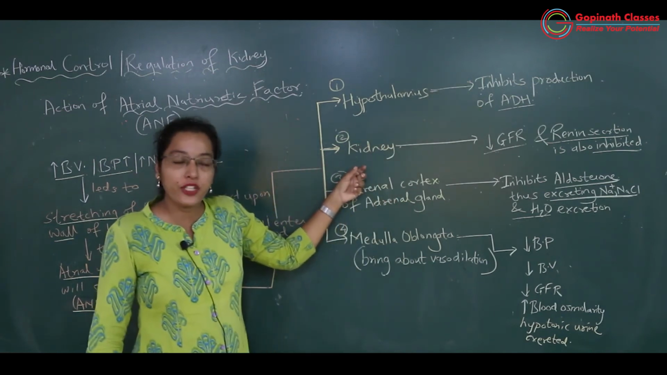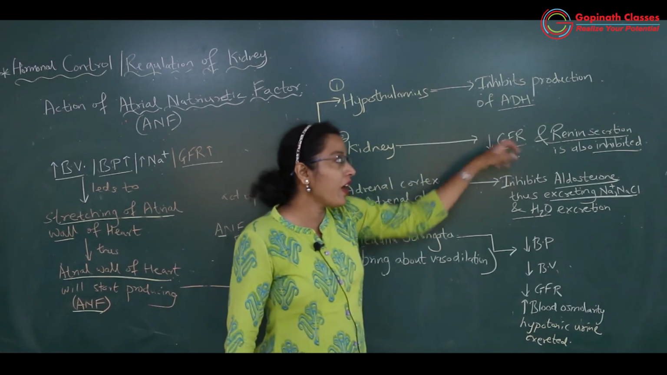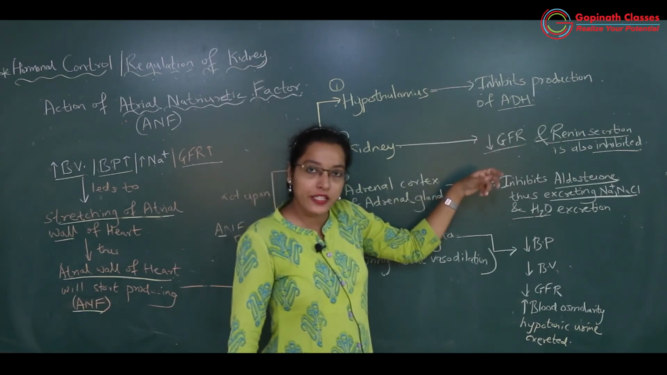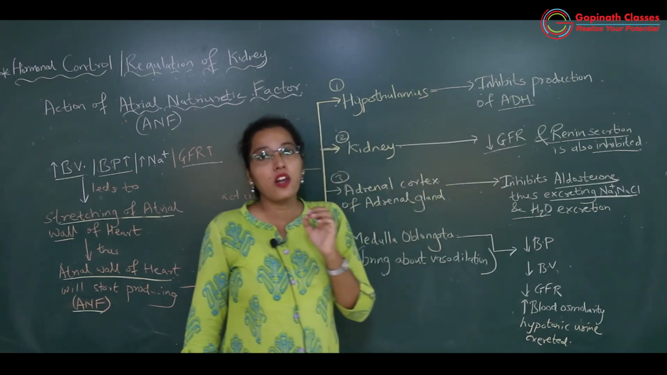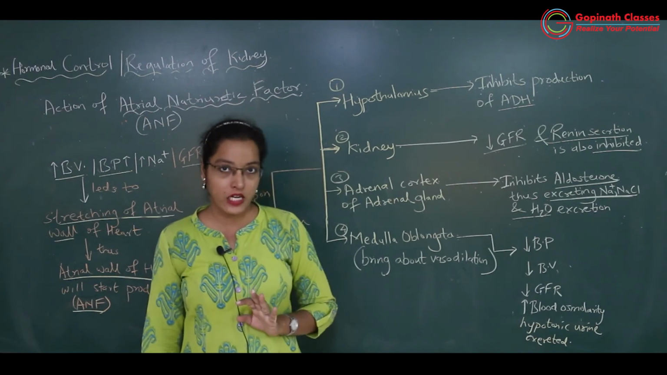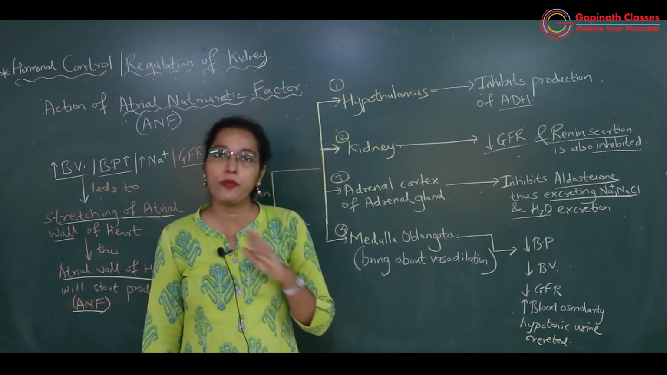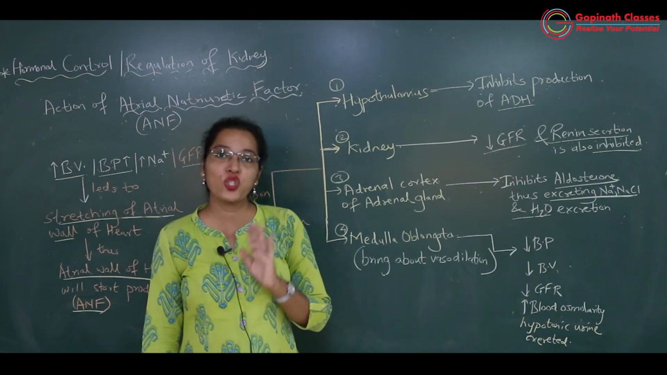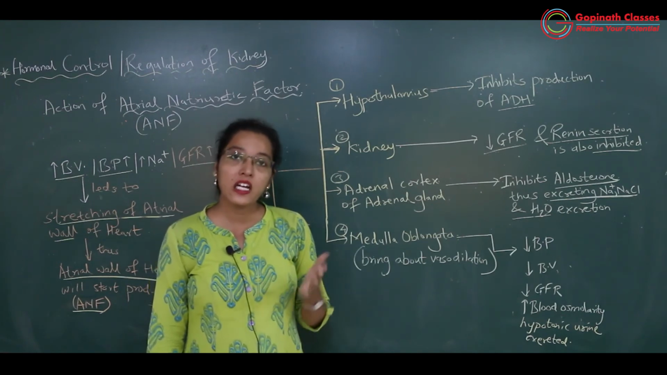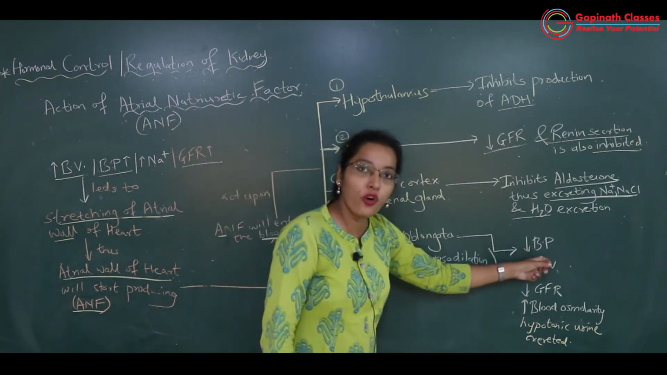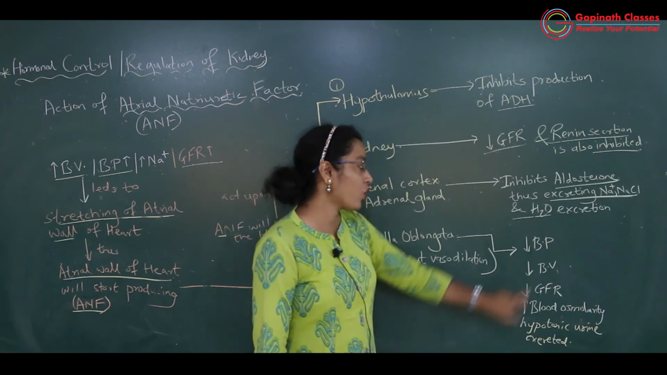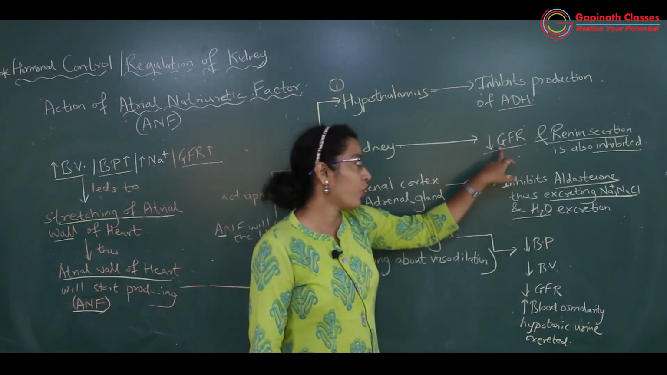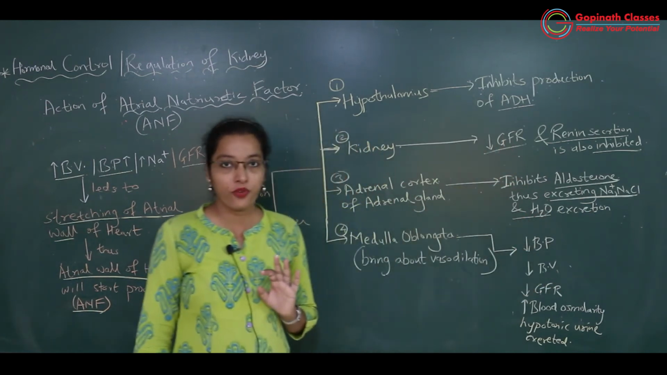Kidney के ऊपर क्या इफेक्ट होता है? GFR decreases. Why it will decrease? Because kidney will not produce renin at that time, and if renin is not produced, there will be no vasoconstriction. Okay, thus there will be decrease of blood pressure and decrease of blood volume followed by decrease in GFR.